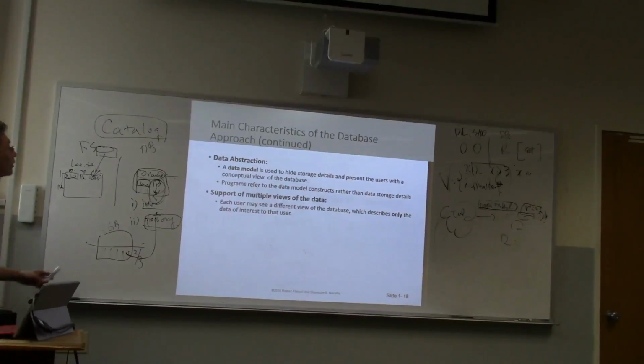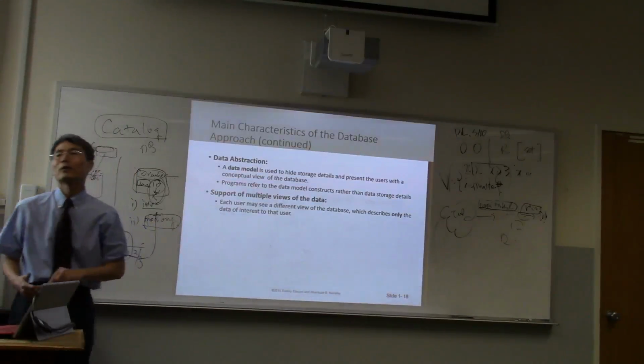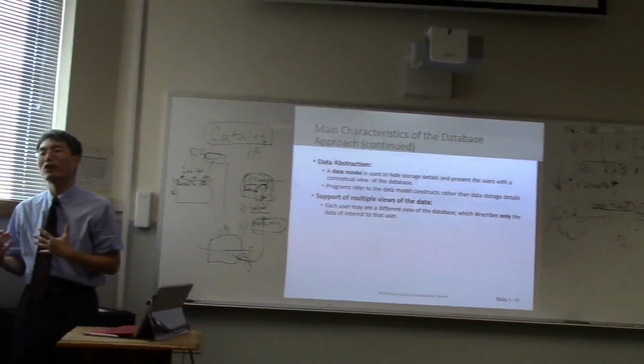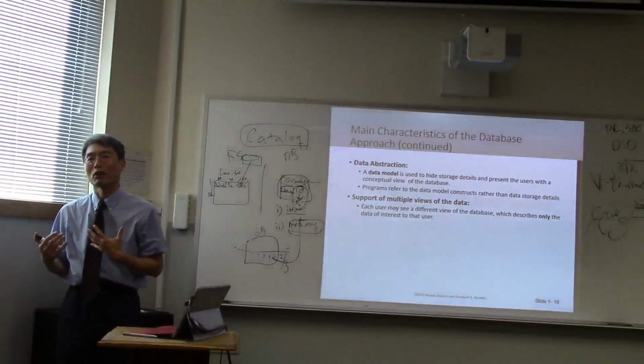Another characteristic of the DBMS is supporting multiple views, which means, for example, this is very important data, so I'd like to share this information with my wife. But I don't want to share the information about my girlfriend.